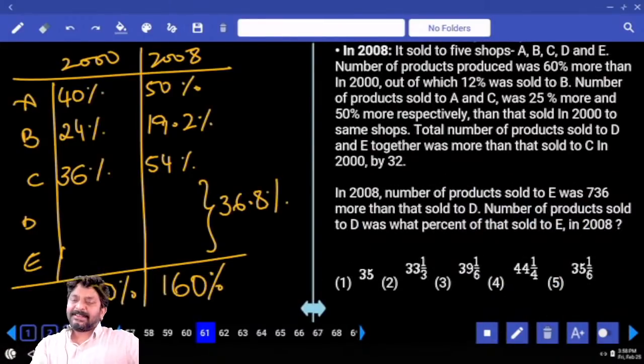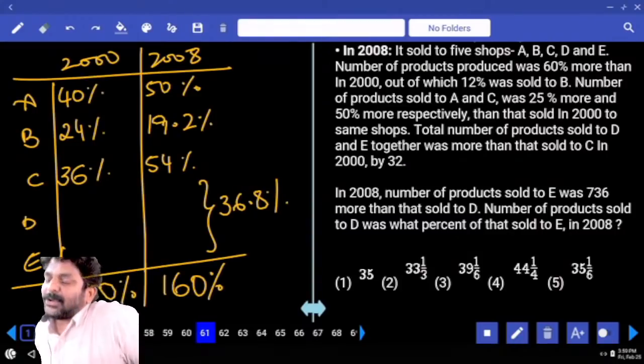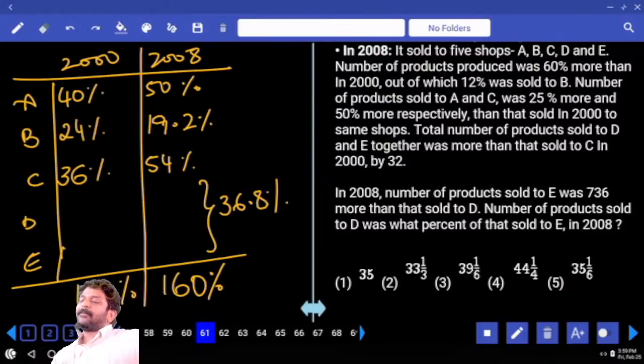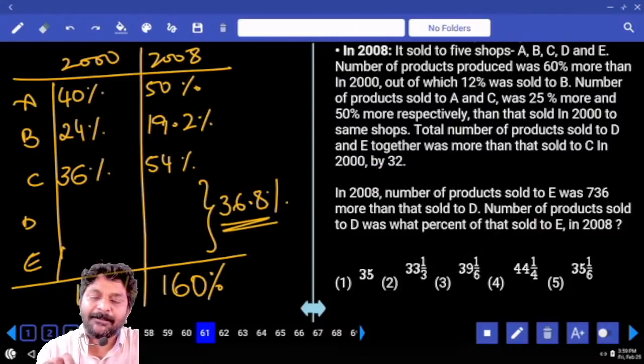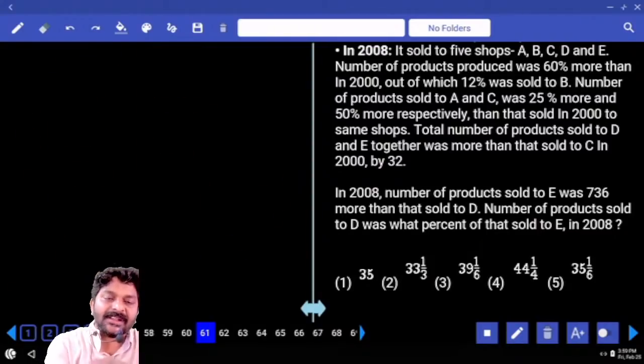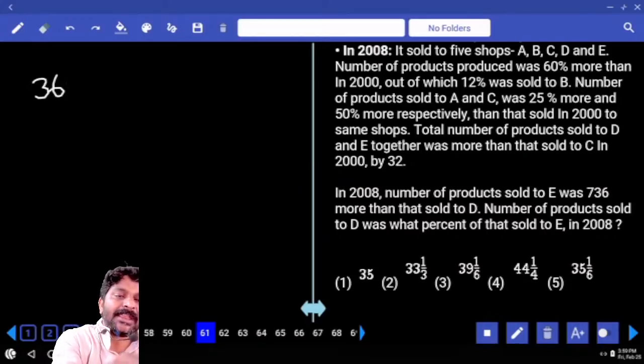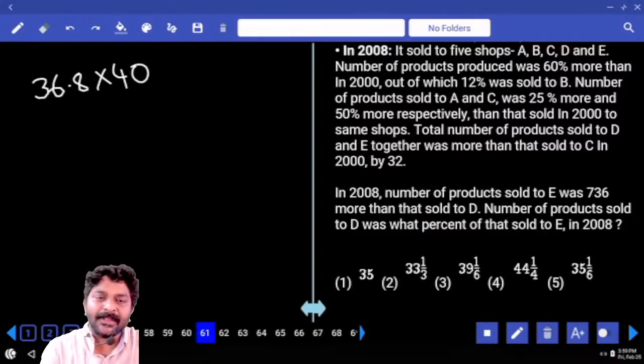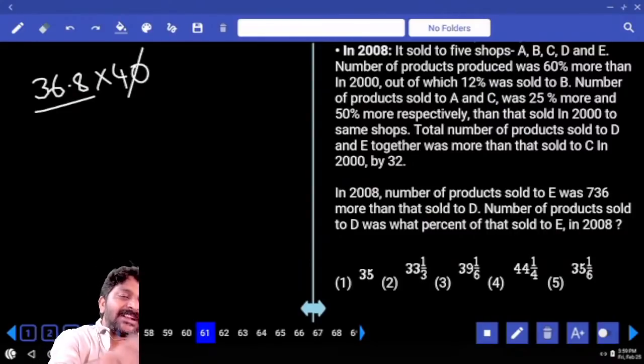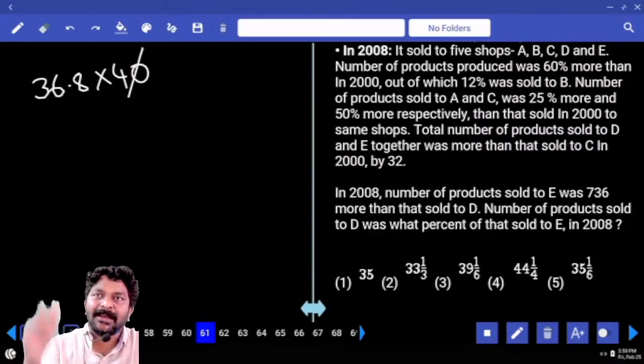In 2008, the number of products sold to E was 736 more than that sold to D. Number of products sold to D was what percent of that sold to E? D and E together, what percentage do we have? 36.8 percent, where 1% is equal to 40 only. 0 and decimal can be cancelled. 4 times means double only.